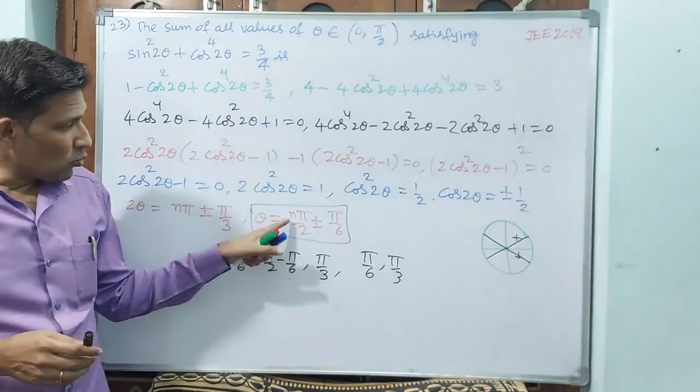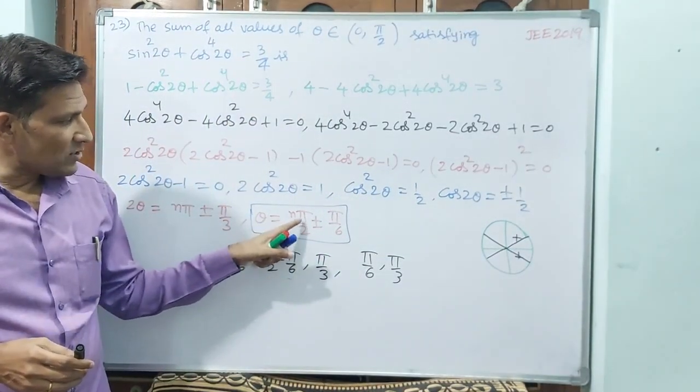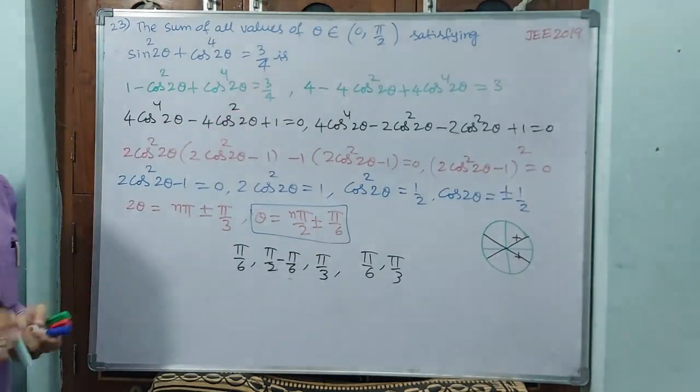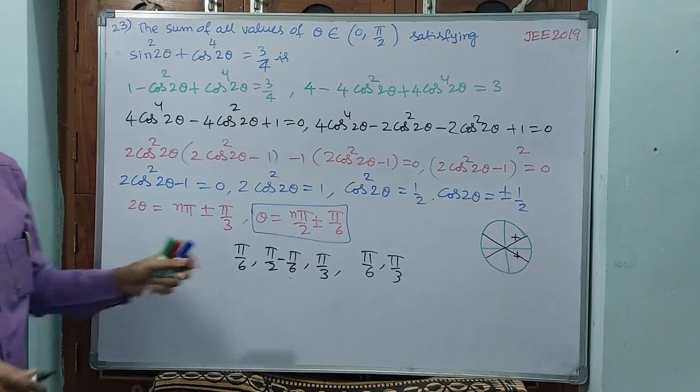You cannot give 2. If you do, it is going to get cancelled out. Pi plus or minus pi by 6 will come. But here pi by 2 only. Pi you should not take. Okay? That means the values are these.